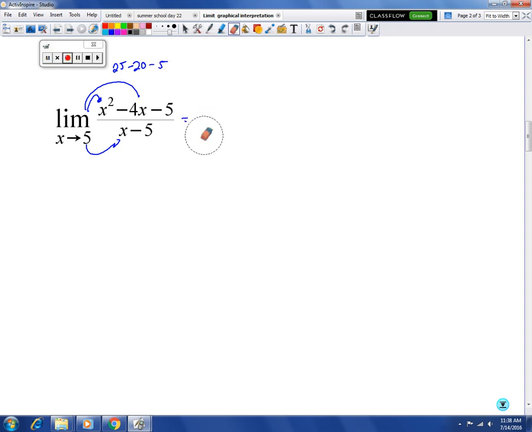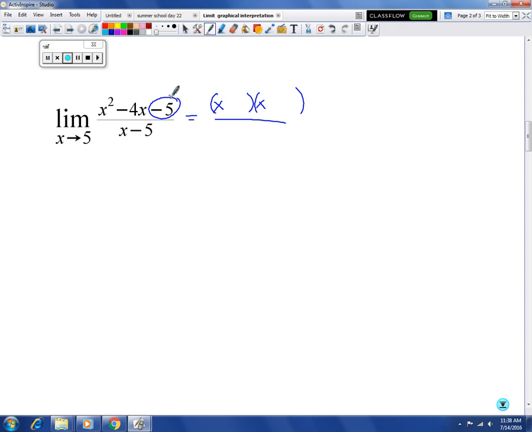So we see that 0 over 0. So let's try factoring it. In the numerator, I'm going to use x and x because x times x is that x squared, that first term.